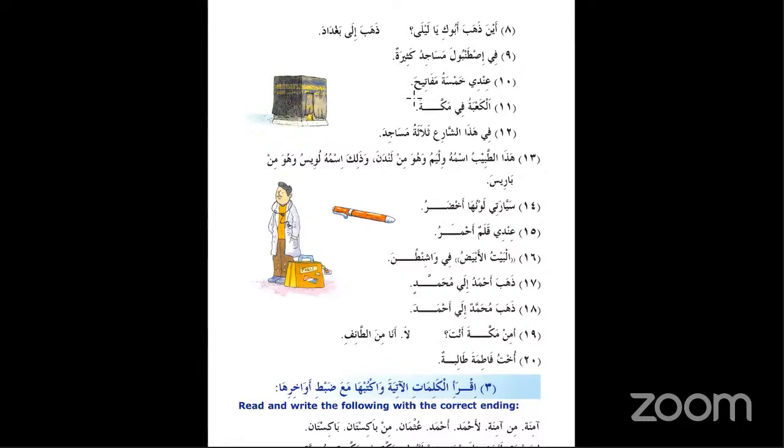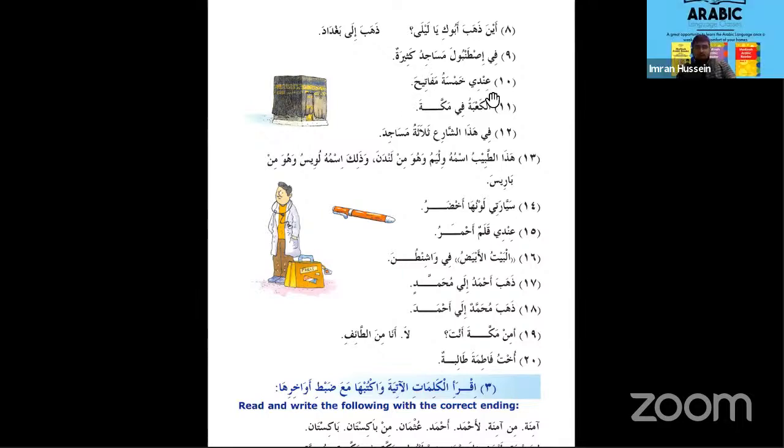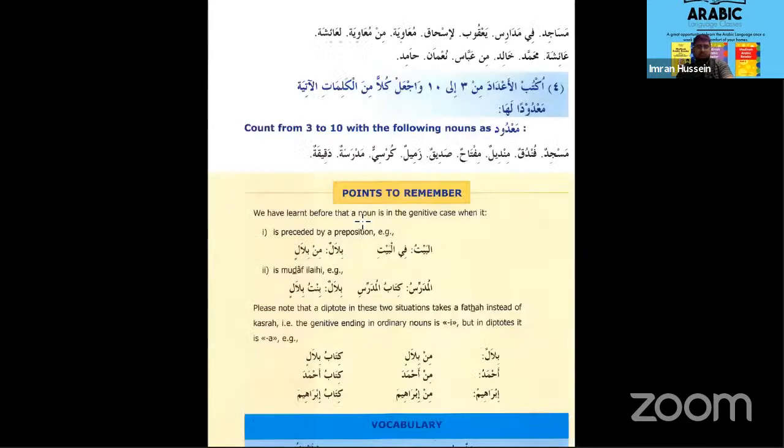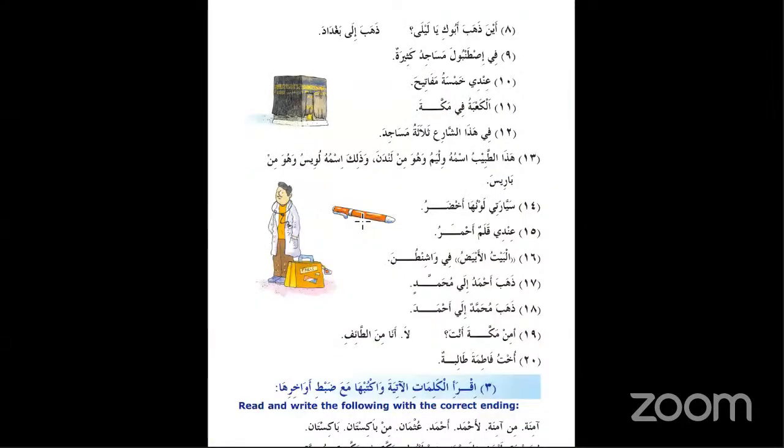Indi qalamun ahmaru. I have a red pen. One second, Sister Batul. The word ahmaru is coming as an adjective for qalamun. Qalamun is with a tanween. Normally an adjective follows the same haraka as qalamun, but because ahmaru is a dipto, it's ahmaru instead of ahmarun. Number 16. Al-Baytul Abyadu fi Washington. The White House is in Washington.